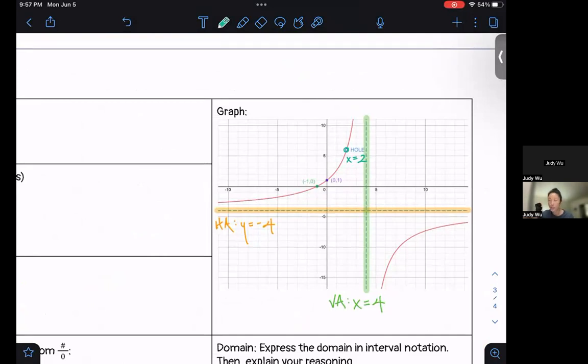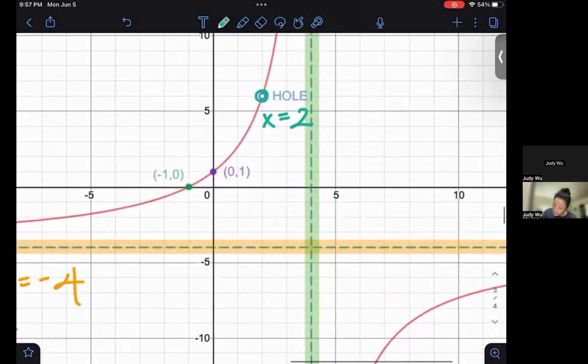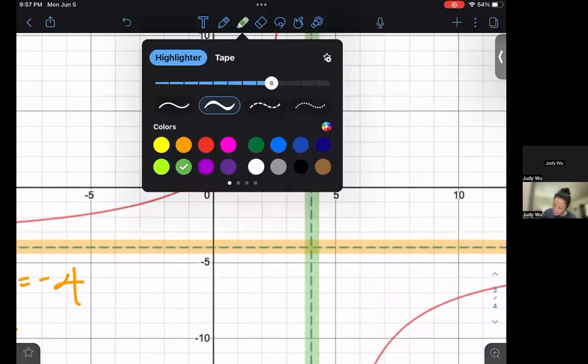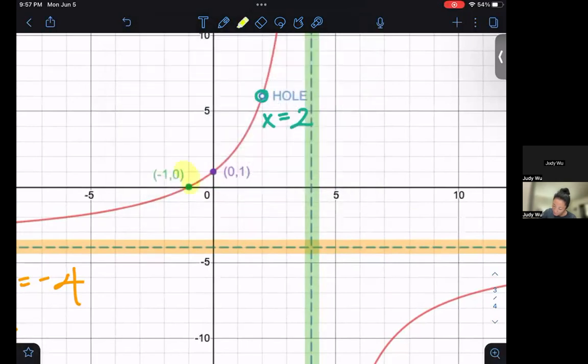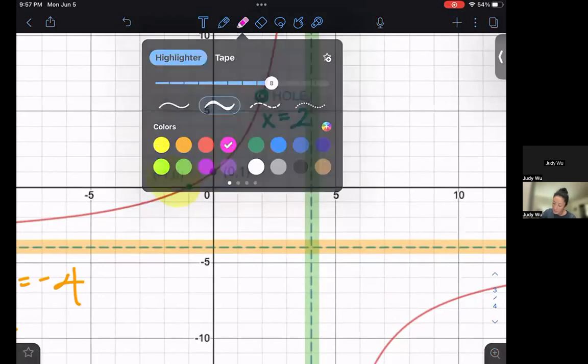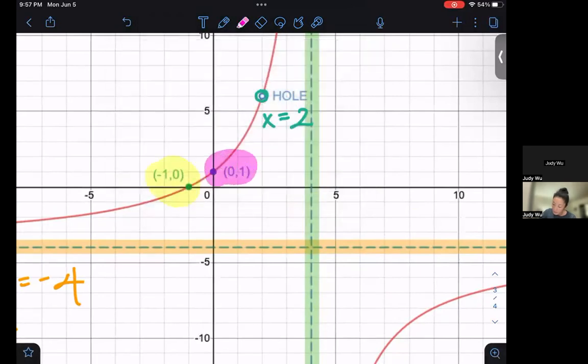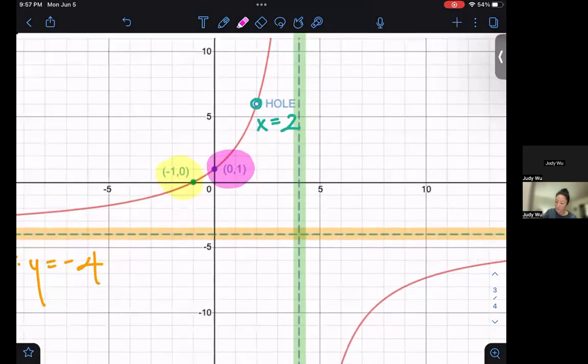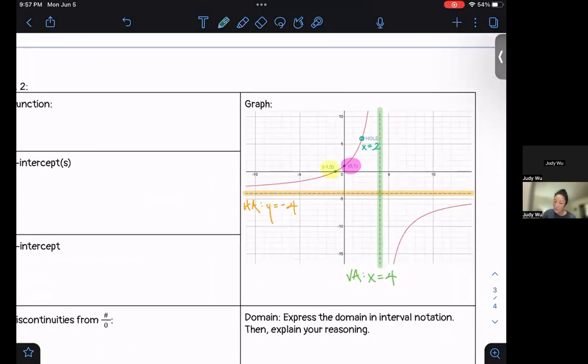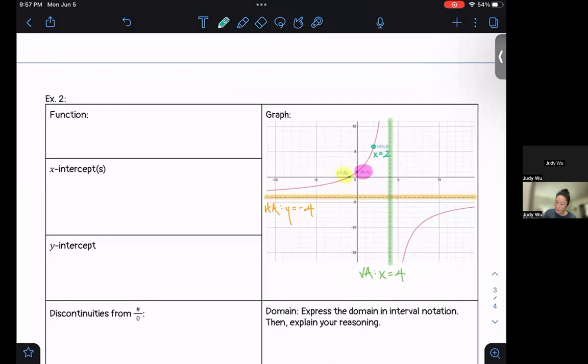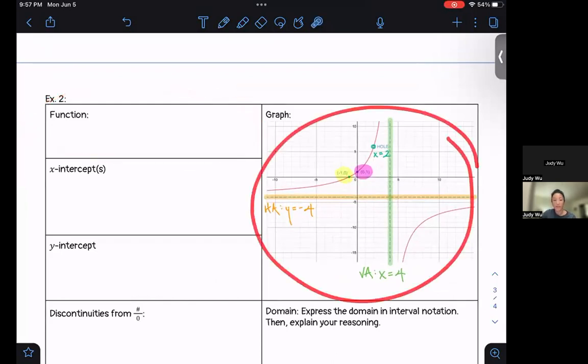And the last thing I should probably do is look for any x or y intercepts, okay? And so I notice that I've got an x-intercept here, -1, 0. And I've got a y-intercept right here, 0, 1. Okay, so we ultimately want to write a function that has all of these characteristics.